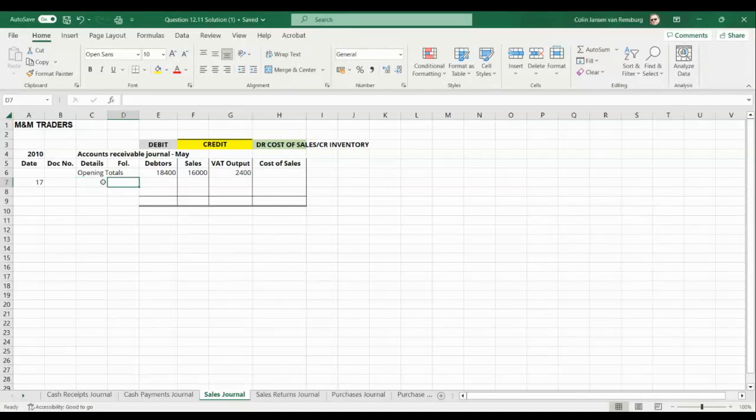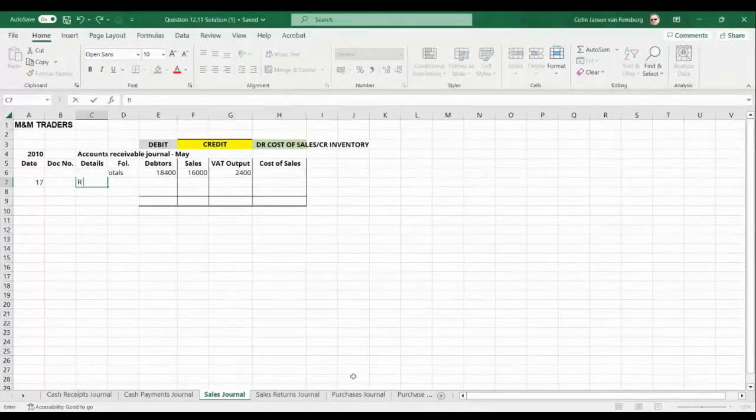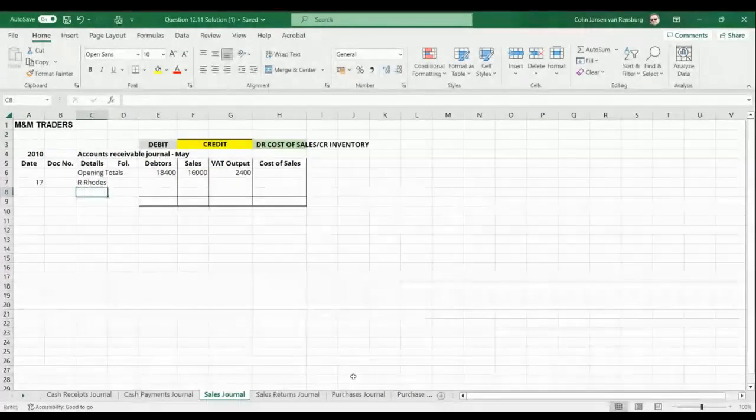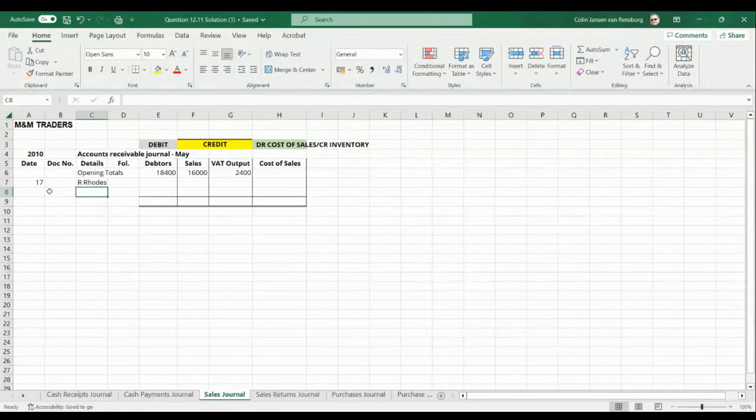So let us do the first one. Let me go and see what that customer's name is. R Rhodes. R Rhodes. So that is the data that we'll have to capture. Let me just do something here, ladies and gents. I didn't do that earlier.